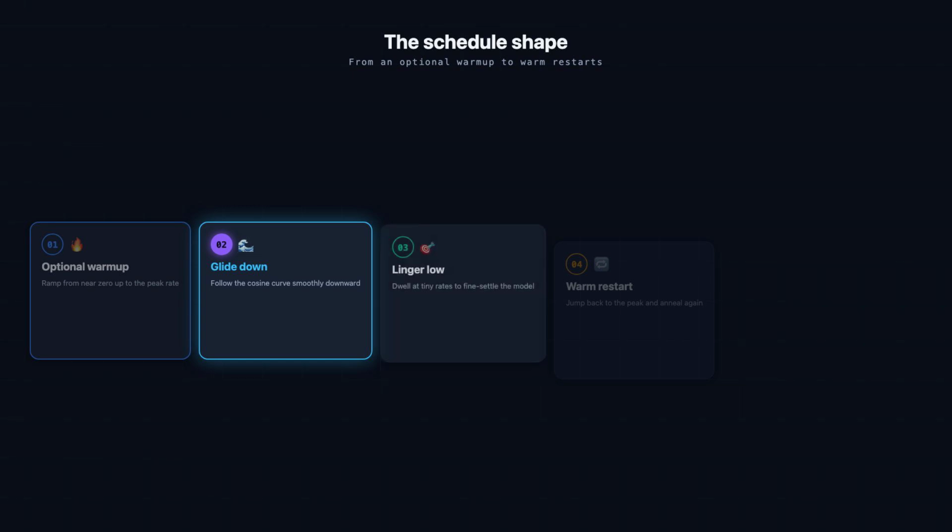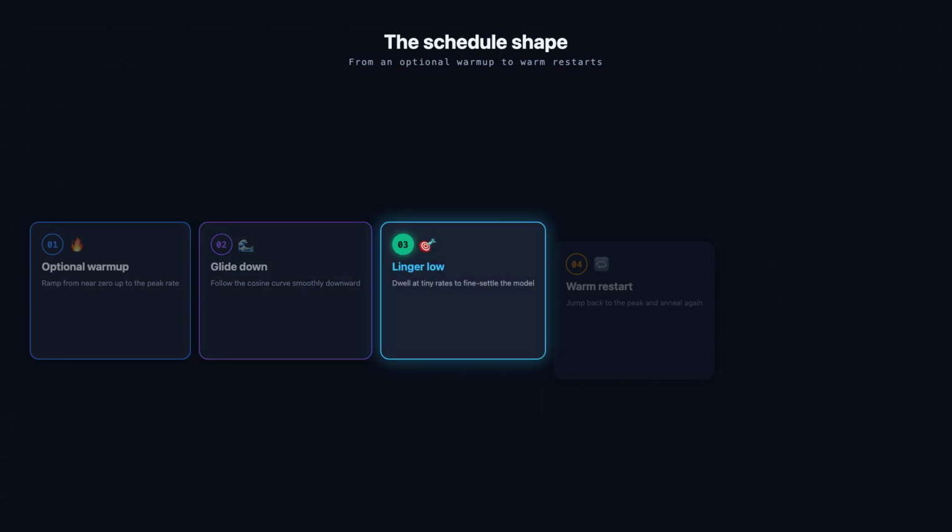accelerate its descent. Near the end, because of the curve's shape, the rate lingers at very small values for a good while. This is where the model finally settles, making tiny, careful adjustments that ease it into a sharp, low minimum instead of bouncing around it.